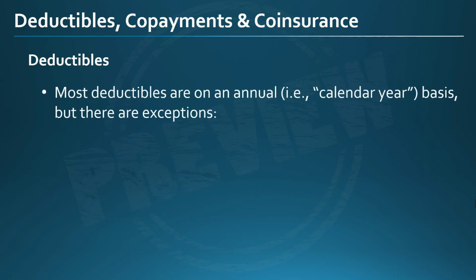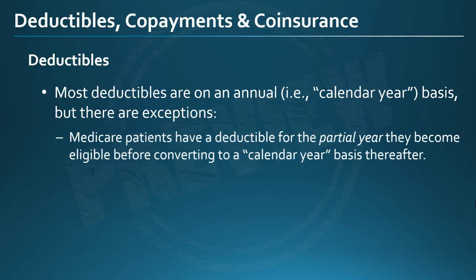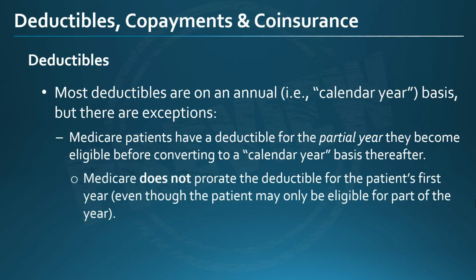Most deductibles are annual, but there are exceptions. For example, TRICARE has a benefit year that renews in October, so deductibles restart then. Medicare patients have a deductible for the partial year they become eligible, and this transitions to a calendar year basis the following year. It's worth noting that Medicare does not prorate deductibles during a patient's first year of eligibility.